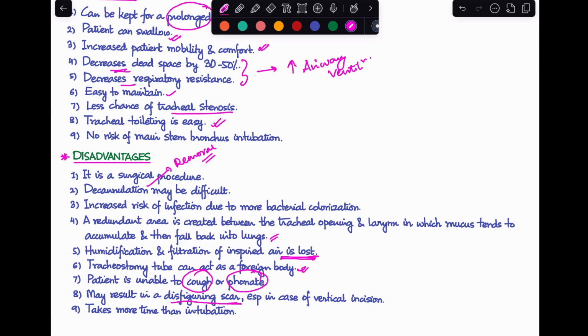In my next class, I'll be talking about the steps of tracheostomy, how do we perform this procedure, and then what is the postoperative care for these patients, and what are the different aspects we need to keep in mind to take care of the tracheostomy patients.